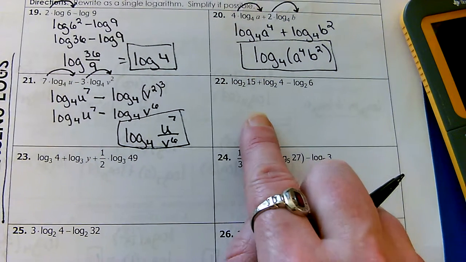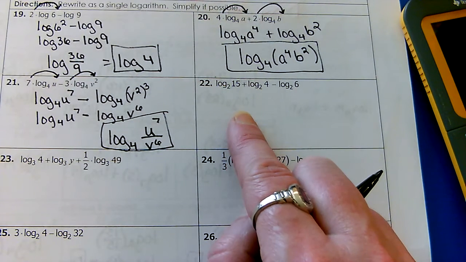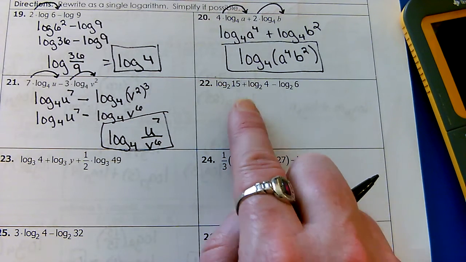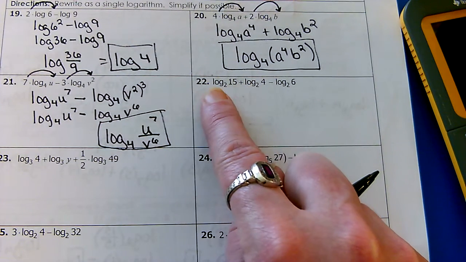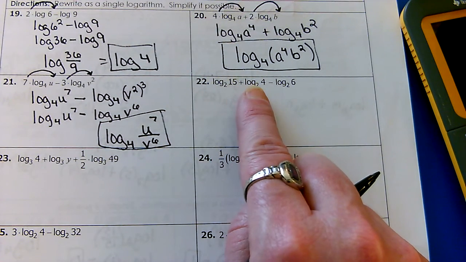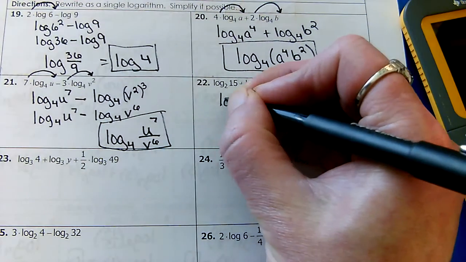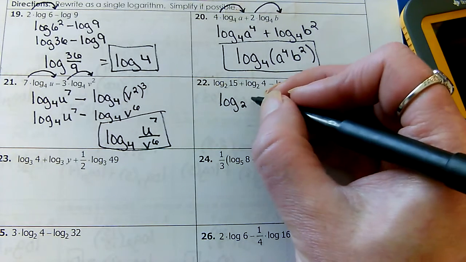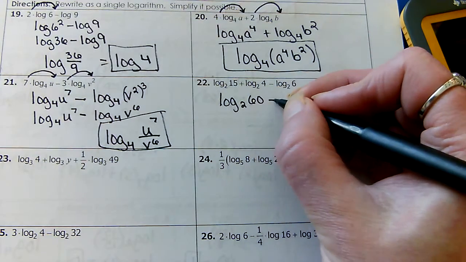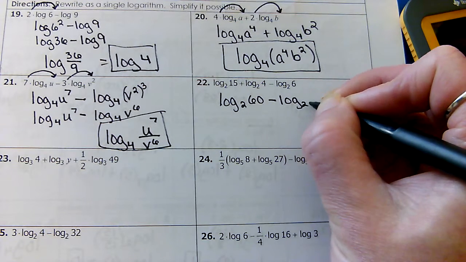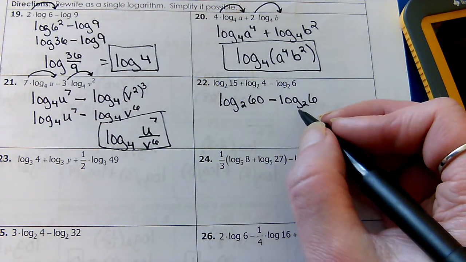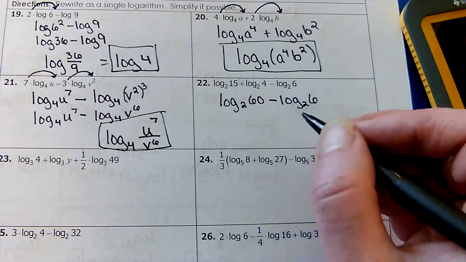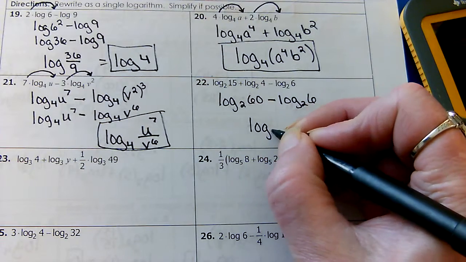No exponents. So we're going to do our order of operations. Whatever comes first, left to right. So these are being added, so we're going to multiply them. And I hope you can do 15 times 4, that's 60. This is going to be division. 60 divided by 6, that's 10.